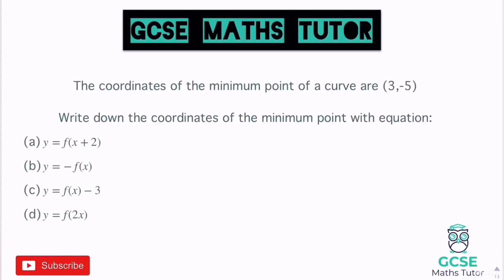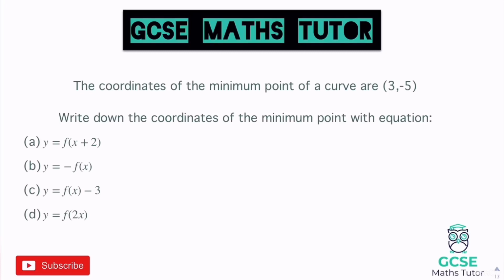Okay, so I can just see down here, we've got some graph transformations. It says the coordinates of the minimum point of a curve are 3 and -5. Now there would be an equation for this curve, but it's not written down on this question. It says write down the coordinates of the minimum point with these equations. So given that that curve has an equation, what we're going to do to the function over here.